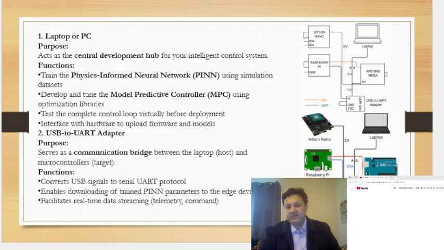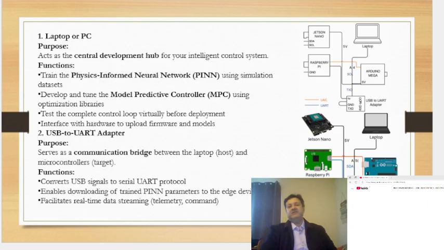So if you see, the red one is 5 volt. See, this is connected here. This is connected here. Then ground is with the black one, and the blue one is the UART, which is, you see, the USB to UART adapter is here. So that is how they are connected.